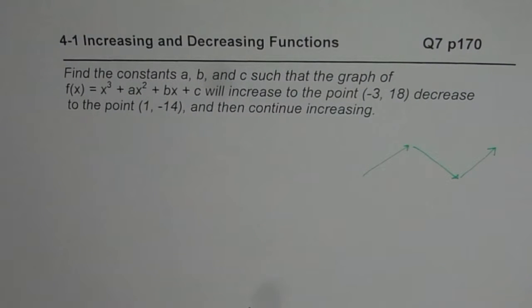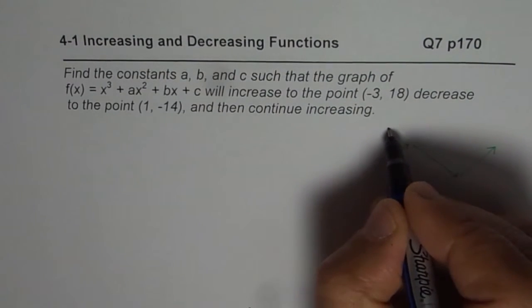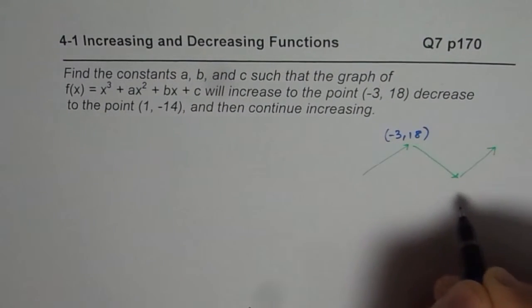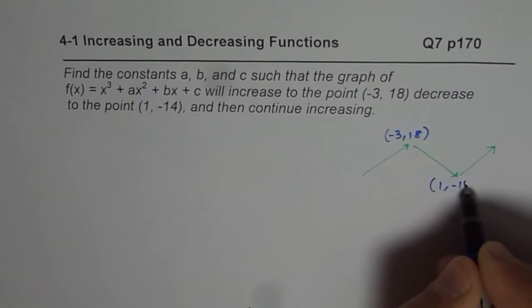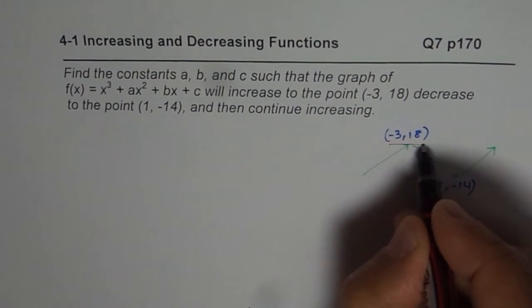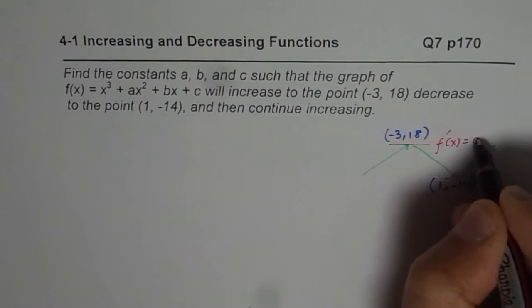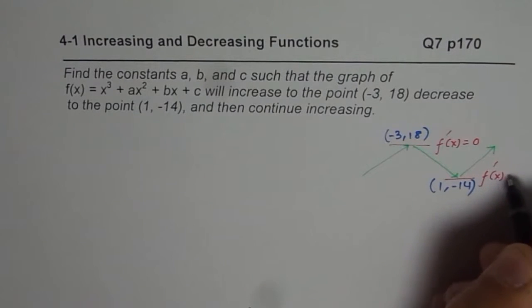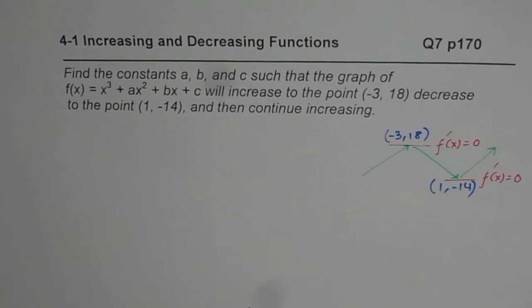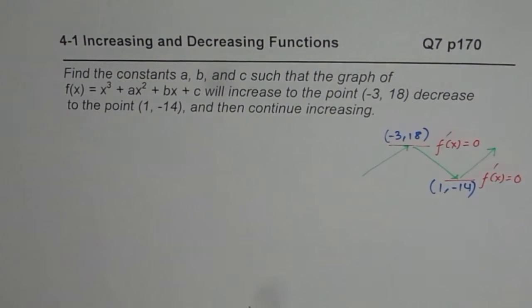So what we are indirectly given are local maximum and minimum points. This point, which is a local maximum, is at (-3, 18), and the minimum is at (1, -14). We are also given that these points are on the graph of the function, correct? And at a local maximum or minimum, the derivative will be 0, a horizontal line. So at this point f'(x) is going to be 0, and here also f'(x) equals 0. With that information, you actually get 4 equations. You have 3 variables to solve for, so that should not be difficult, right?